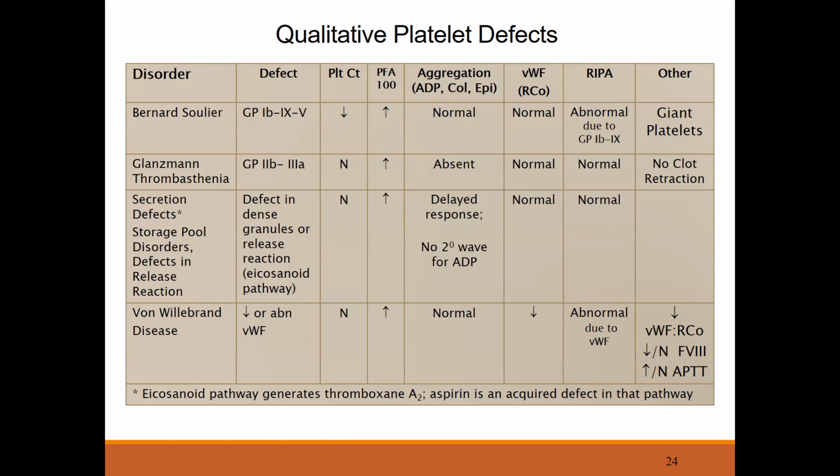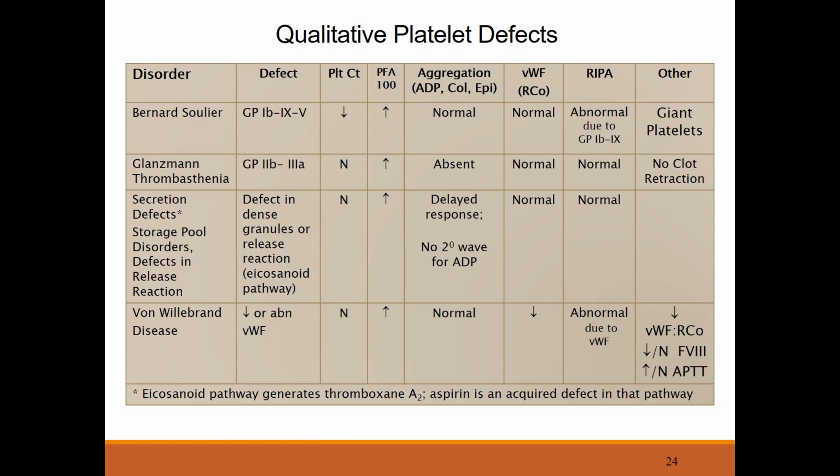And these were the qualitative platelet defects that we just talked about: Bernard-Soulier, Glanzmann thrombasthenia, secretion defects, and von Willebrand's disease. Von Willebrand's disease was something that we talked about last Friday. But what I want you to do is look at this table and try to make sense of it, understand what is happening and why the tests are a little bit different.